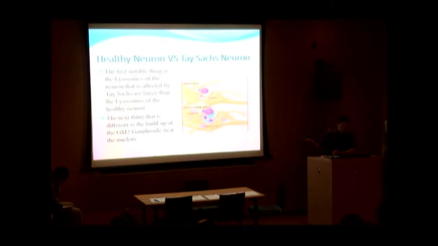The first notable thing in this lysosome picture of the neurons affected by Tay-Sachs is that the lysosomes are larger than they are in the healthy neuron. The next thing that is different is the buildup of the GM2 ganglioside. That's right there. Nucleus.